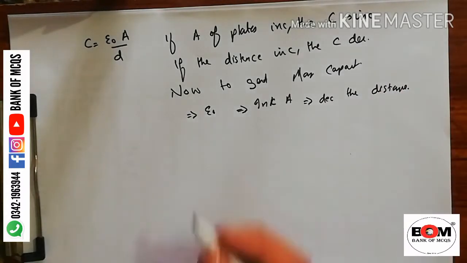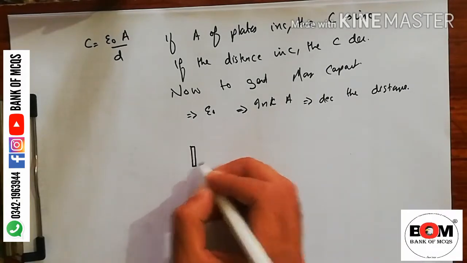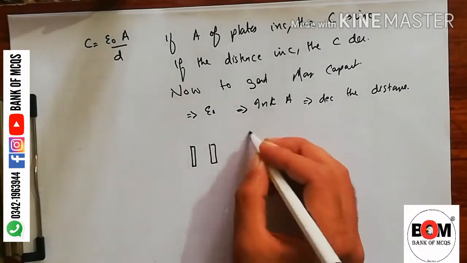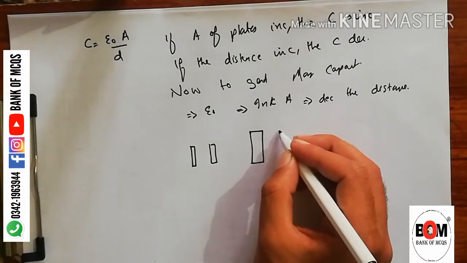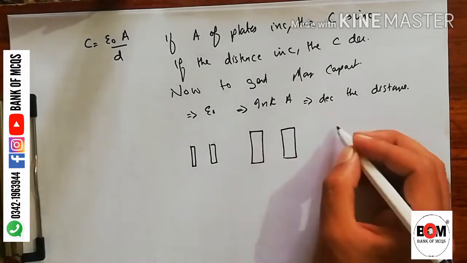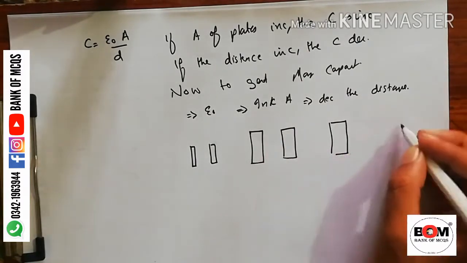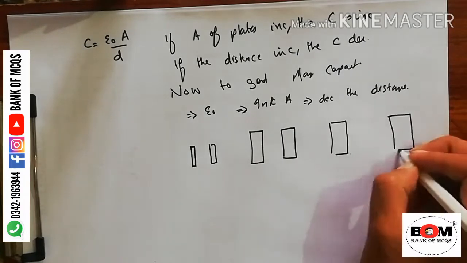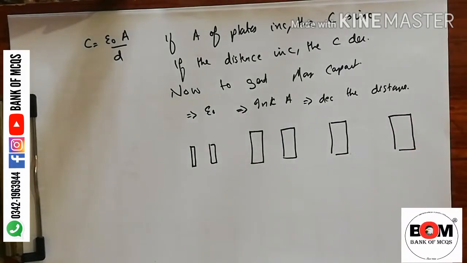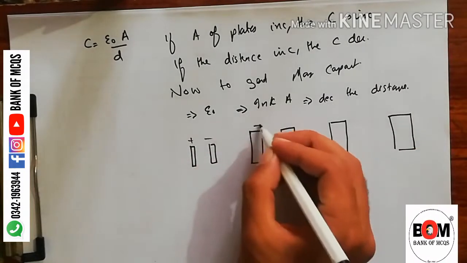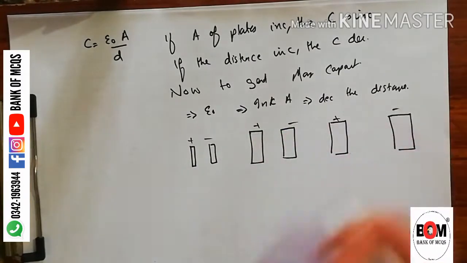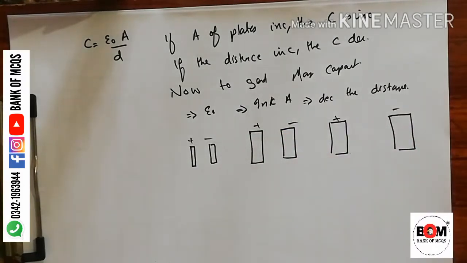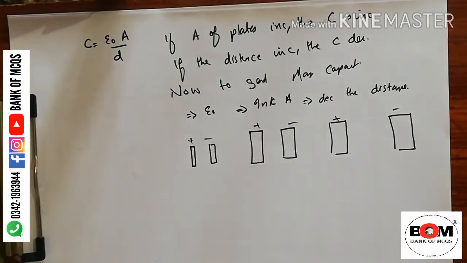Now for example, if we have three capacitors: capacitor A, capacitor B, and capacitor C. Which one of these has the highest capacitance? Each has a positive plate and a negative plate. These are three capacitors, so which one has the greatest capacitance? All of them have the same medium.